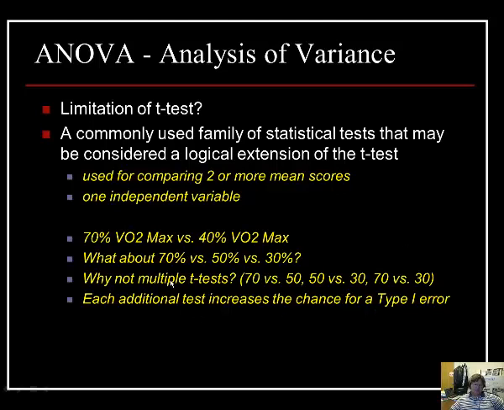So whereas a t-test would be perfectly fine to compare the 2 groups we talked about in the last lecture, which was comparing a 70% to a 40% VO2 max group, let's say we had 3 groups in that study: a group that trained at 70% of their VO2 max, a group that trained at 50%, and a group that trained at 30%. We could do multiple t-tests, compare the 70 to the 50, the 50 to the 30, and 70 to 30. However, that's not an efficient way to do it, because each time we do that, we increase the chance for a type 1 error.